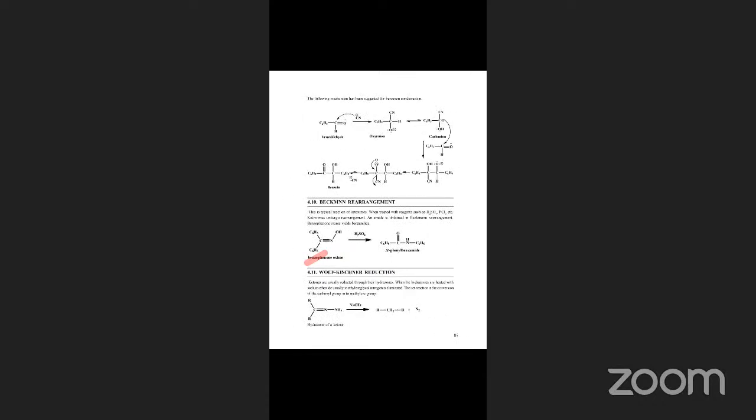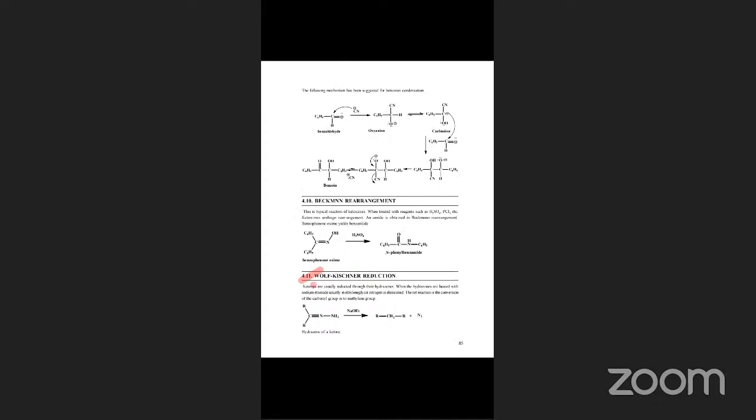What does reduction mean here? Addition of hydrogens or removal of oxygen, either one takes place. Ketones are usually reduced through their hydrazones. Hydrazine is converted into hydrazones. When the hydrazones are heated with sodium ethoxide, NaOEt, which is a base, base means it abstracts protons, H plus ions. Usually in ethylene glycol, nitrogen is eliminated. The net reaction is conversion of the carbonyl group into a methylene group.